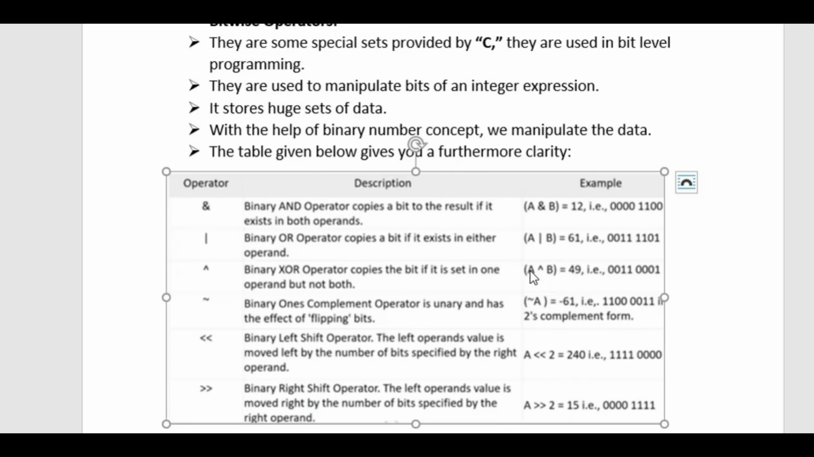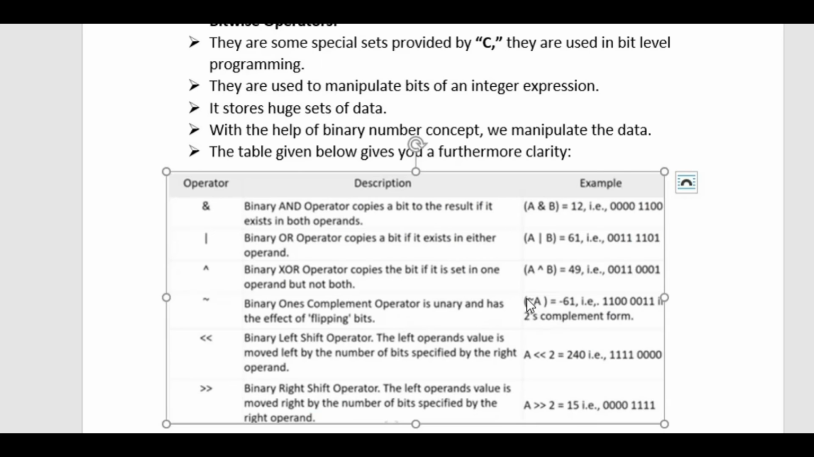If it is existing in both the operands, the bit will not be copied. Here is the binary code. Binary ones complement operator is unary and has the effect of flipping bits. Binary ones complement operator is unary in the sense it takes one operand, and it has the effect of flipping bits. It can be flipped from 0 to 1 or 1 to 0.